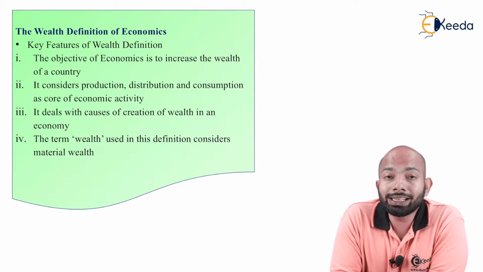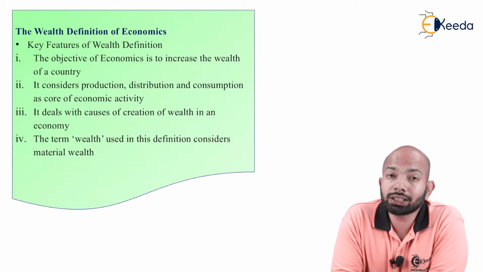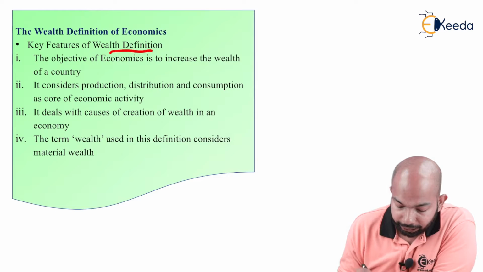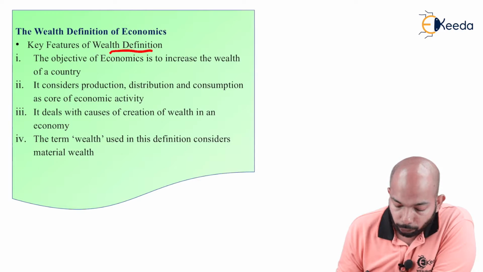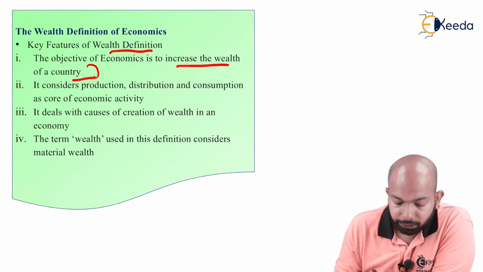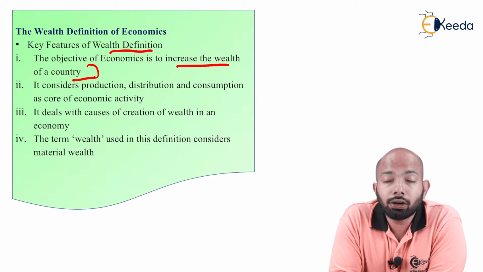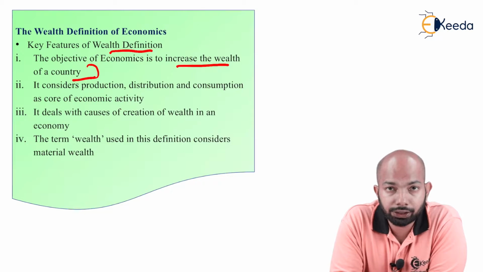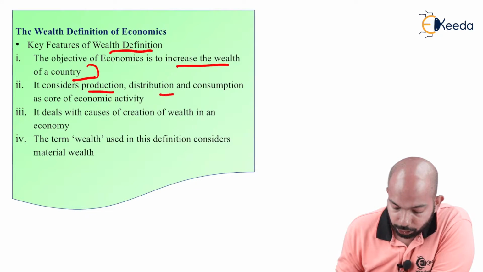Now, the first one is the wealth definition of economics. What are the key features of it is what we'll be understanding right now. Key features of the wealth definition: the objective of economics is to increase the wealth of the country. Under this definition, what economics covers is how to increase the wealth of a country. It considers production, distribution and consumption as core economic activities.